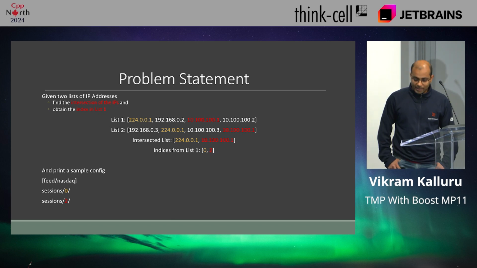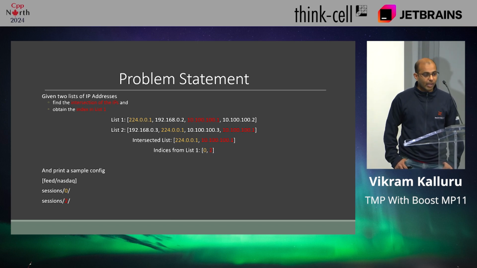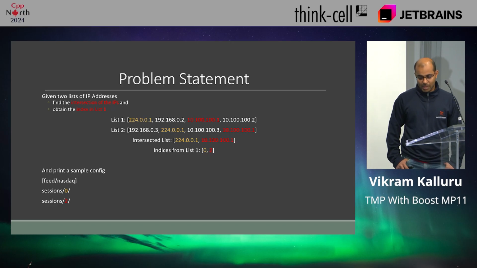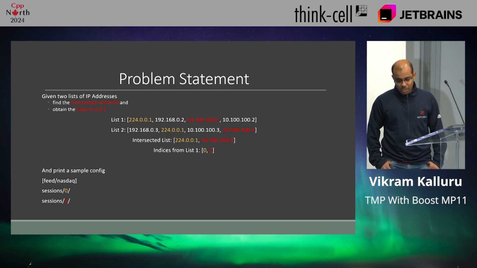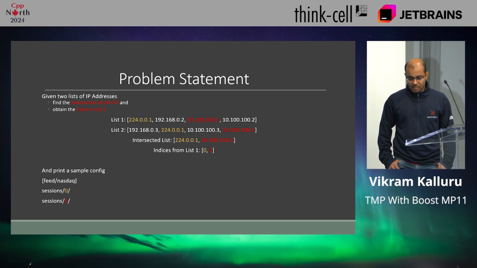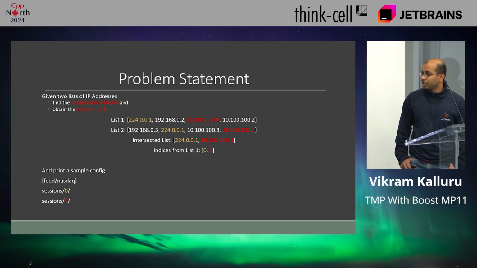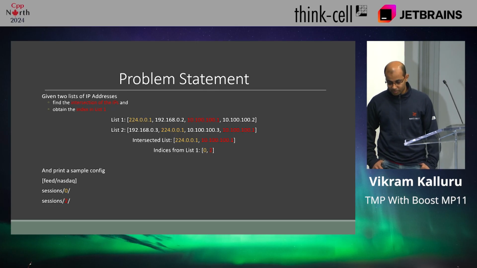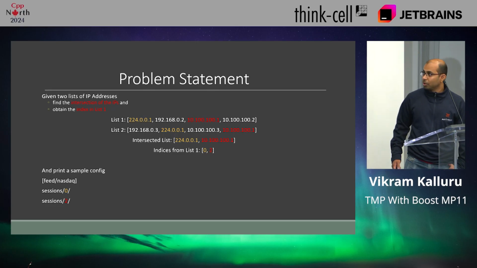So the problem at hand is that I have two lists of IP addresses, and I want to find the intersection of the IP addresses in another list, and index these items in the intersected list from list 1, all at compile time, and then maybe print it out in a config that I've shown at the bottom of the slide.